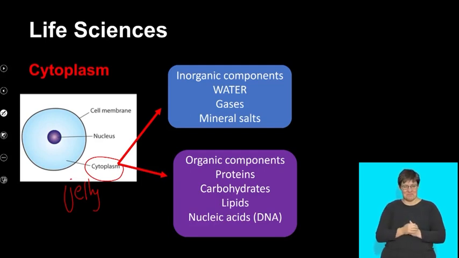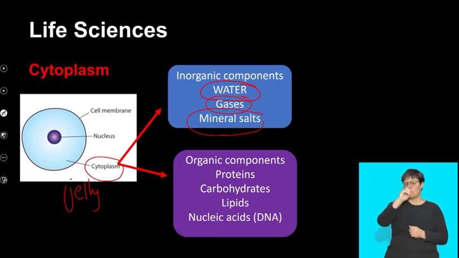So in here, the most important constituent is water, right? Water makes up approximately 60% of all the cells. Then dissolved in the water, we're going to find gases and all our mineral salts. Now, also in the cytoplasm, not necessarily dissolved, we're going to find our proteins, our carbohydrates, and our fats.